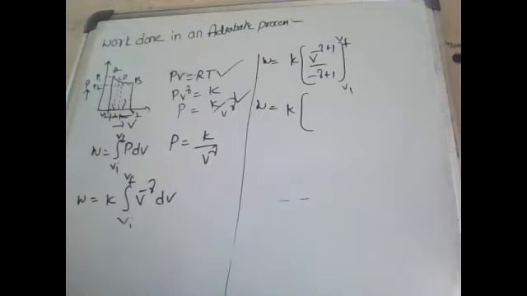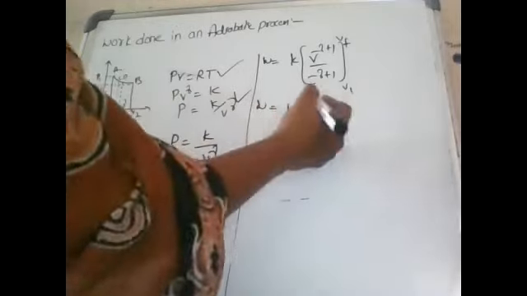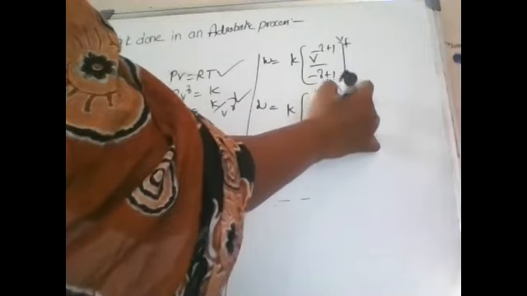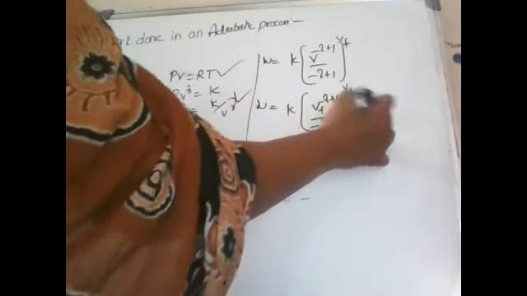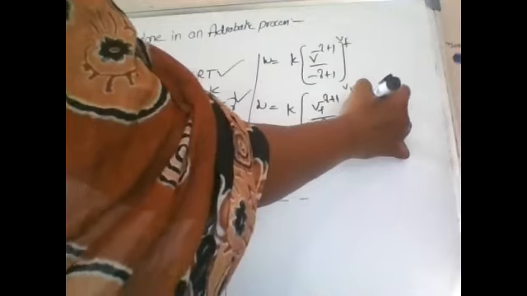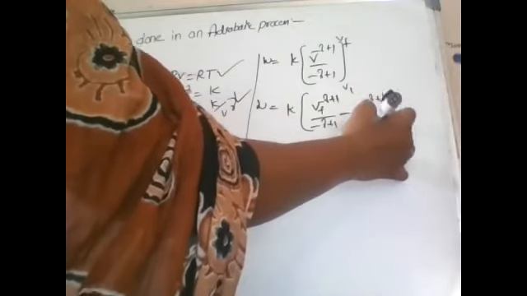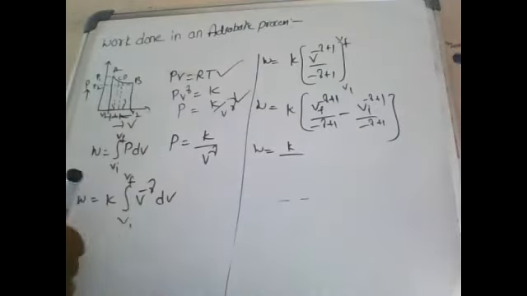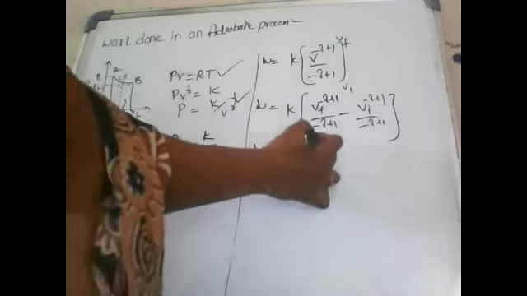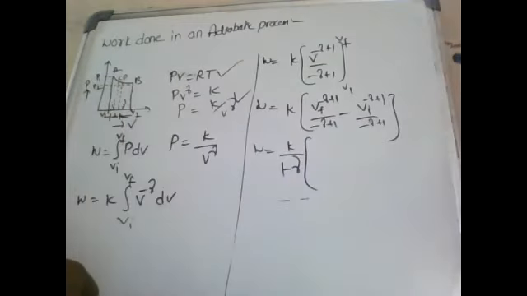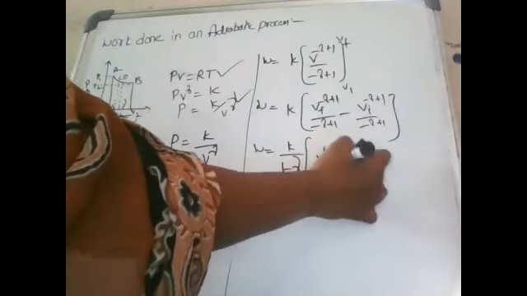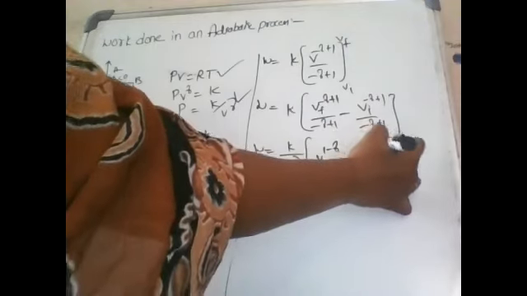So when we substitute limits, we get Vf power minus gamma plus 1 by minus gamma plus 1 minus Vi power minus gamma plus 1 by minus gamma plus 1. So W equal to K by 1 minus gamma, common. Then here I am writing Vf power 1 minus gamma minus Vi power 1 minus gamma.